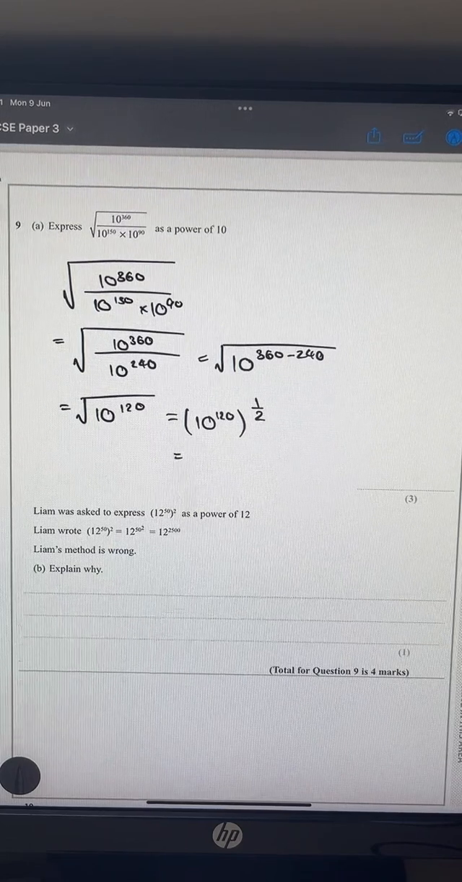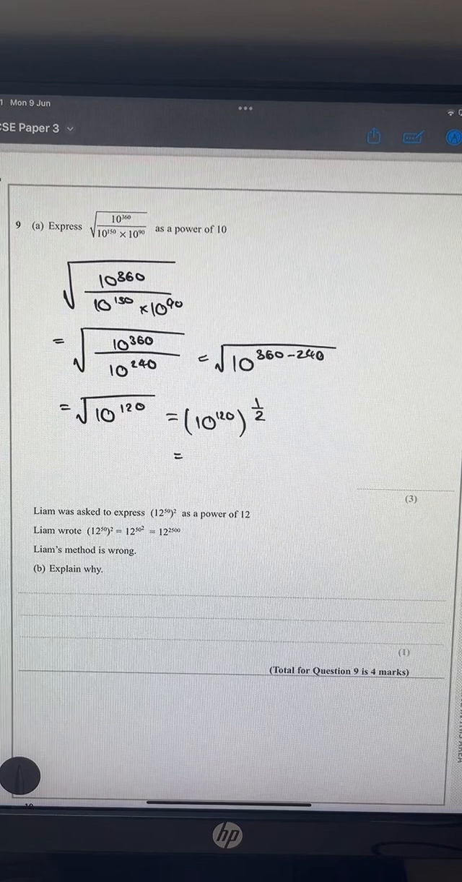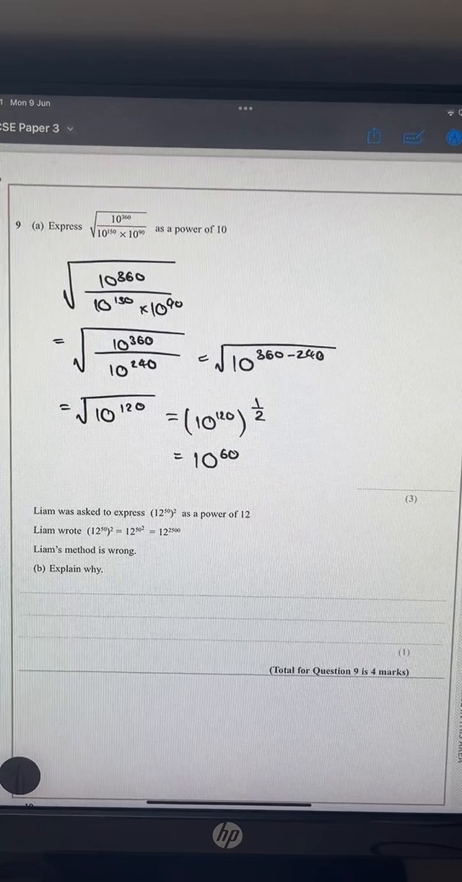So now again, I'm just multiplying two indices. Remember, if you have an indice and you're raising it to another indice, you multiply the indices. So 120 times a half, sorry, that's just 60. So this would be 10 to the 60, and that's it.